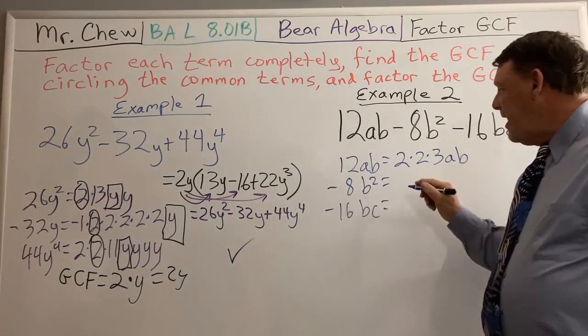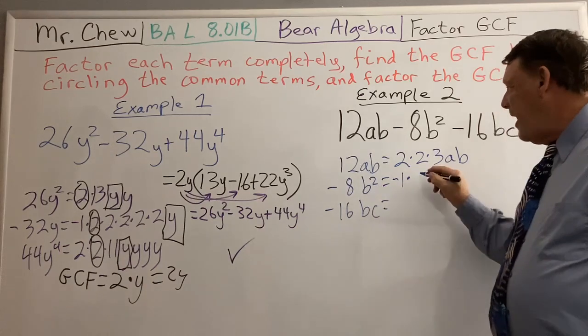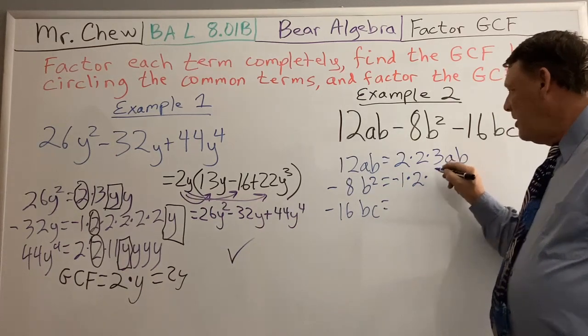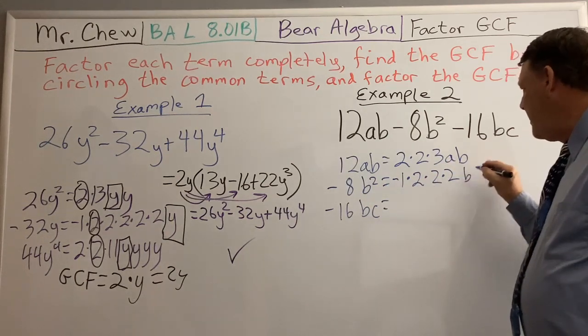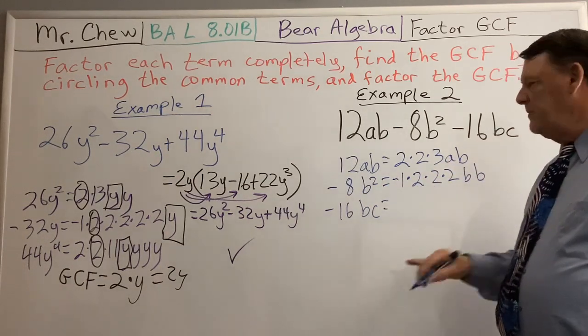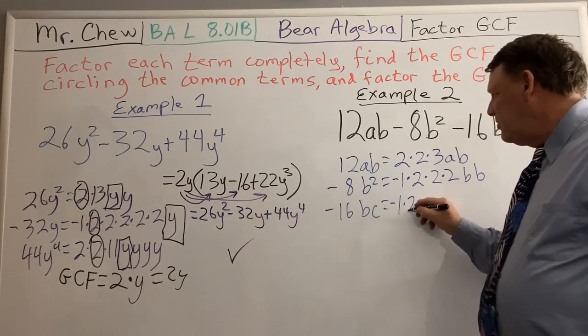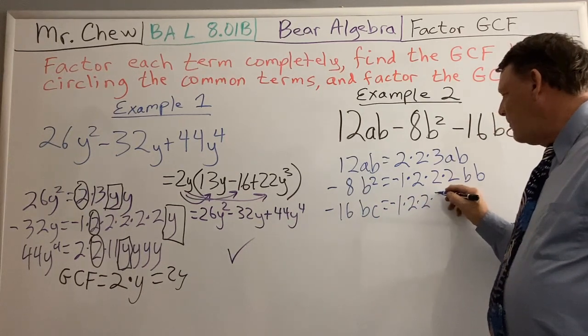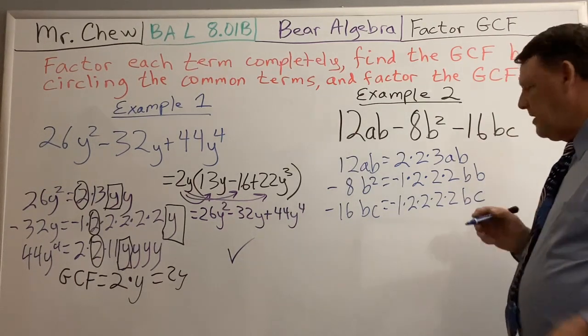Now, of the negative 8b squared, remember you have to do negative 1 first. And then 8 is 2 times 4, and 4 is 2 times 2. And then b squared is b times b. Then your negative 16 is negative 1 times 2 times 8, 2 times 4, 2 times 2, b, c.